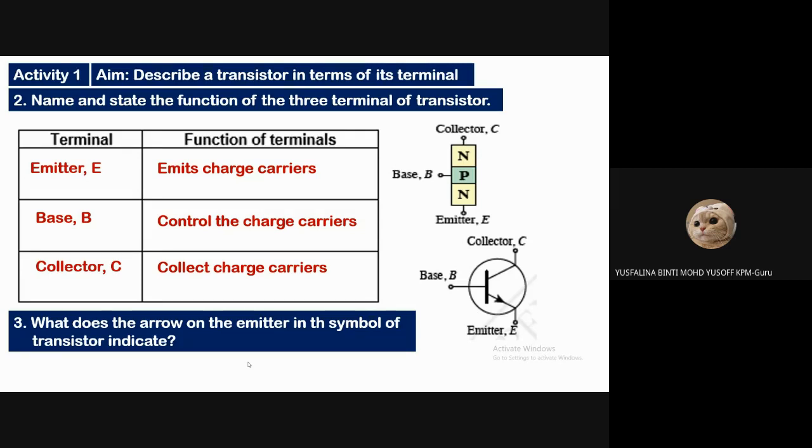What does the arrow on the emitter in the symbol of a transistor indicate? What does the arrow mean? It means the direction of the current. So for NPN, the current flows from the base to the emitter. For PNP, the arrow goes up, meaning the current flows from the emitter to the base.